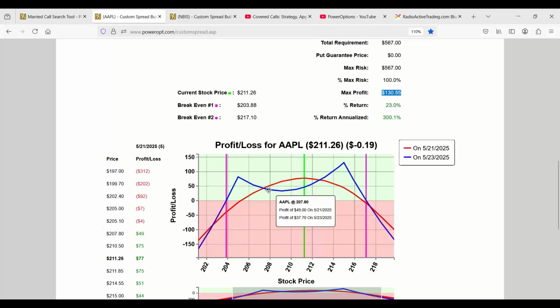And down here, the same thing. If it falls a little bit to 208, I'm still only there. And if it hits the peak here at 205, I'm at a profit of 81.